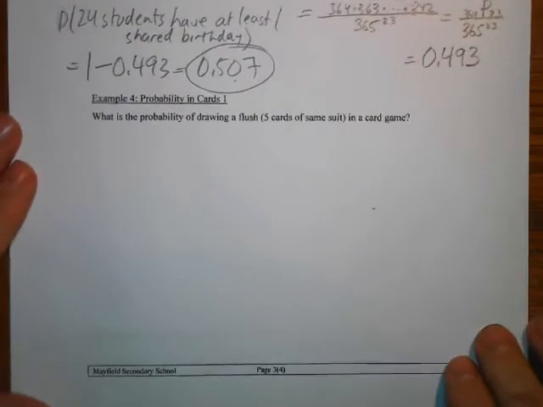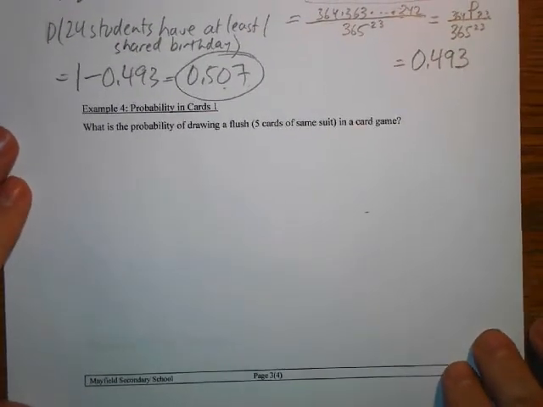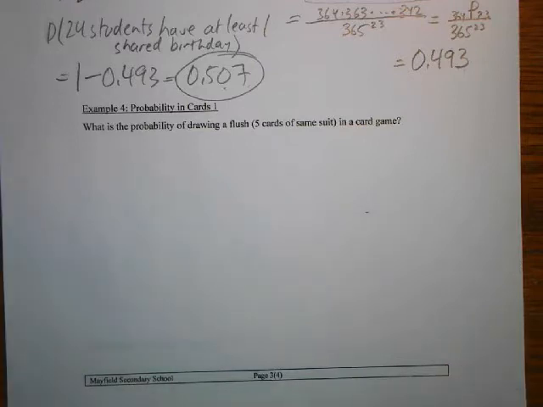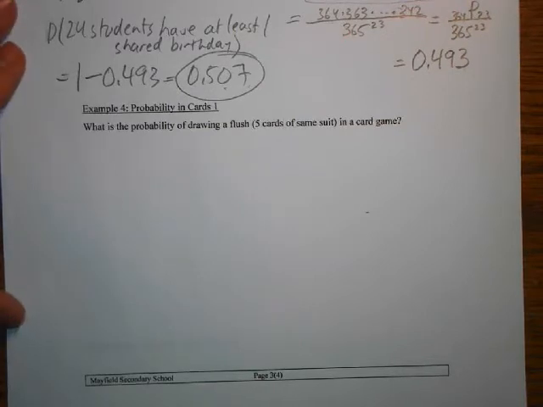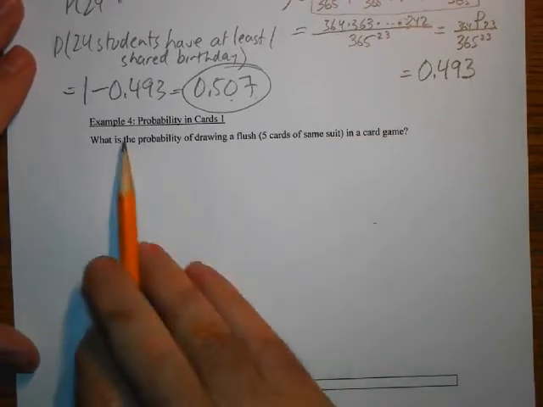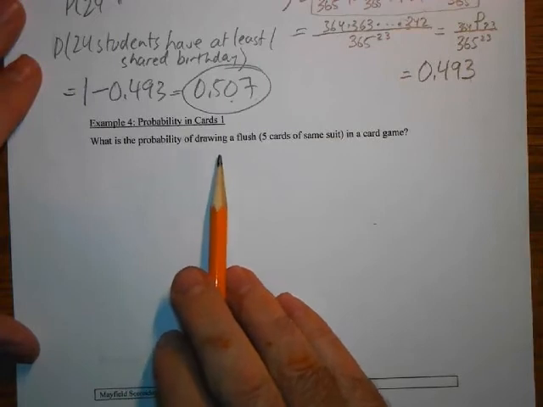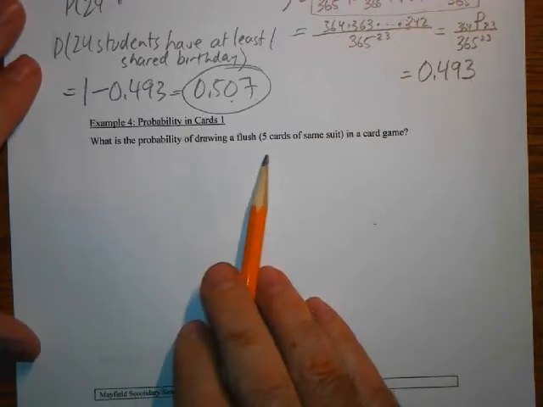Okay, the last two examples have to do with probability of getting a certain hand in a card game. This is a fairly common type of question, so I wanted to get you some feeling for how this works, how you'd actually calculate probabilities of getting a certain hand. So this example here, what's the probability of drawing a flush? 5 cards of the same suit.